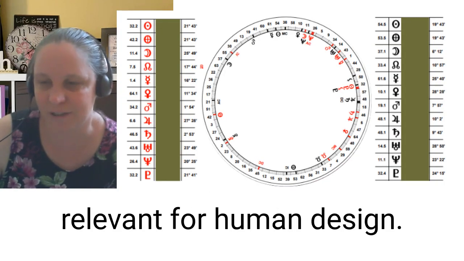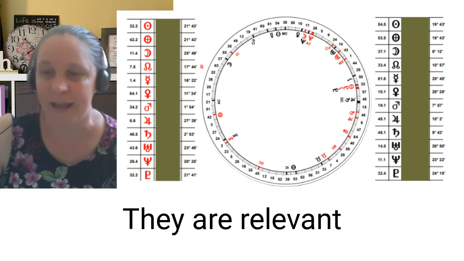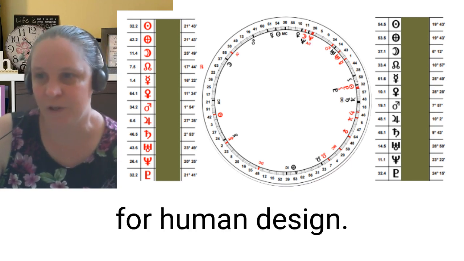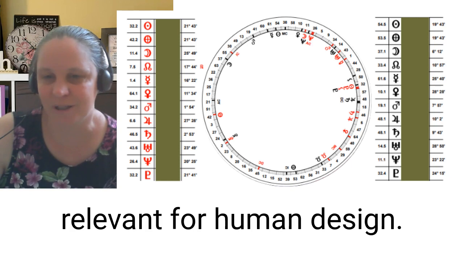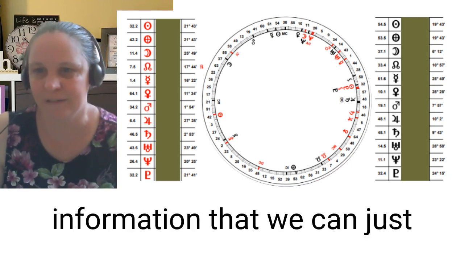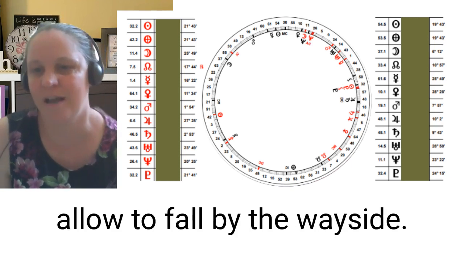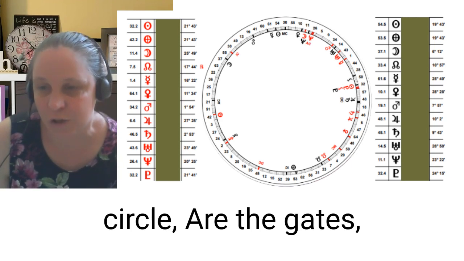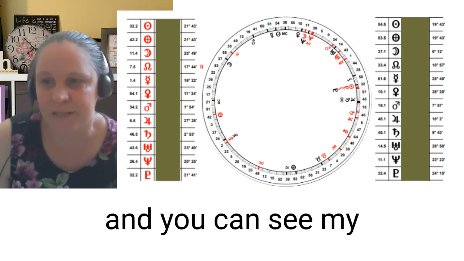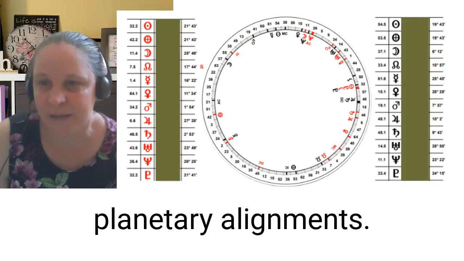The lines in the middle aren't relevant for human design. They are relevant for astrology. They're not relevant for human design. The star signs aren't relevant for human design. So there's a lot of information that we can just allow to fall by the wayside. You can see around the circle are the gates, and you can see my planetary alignments.